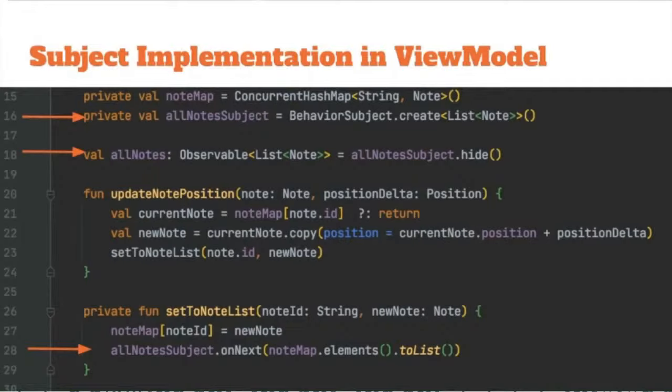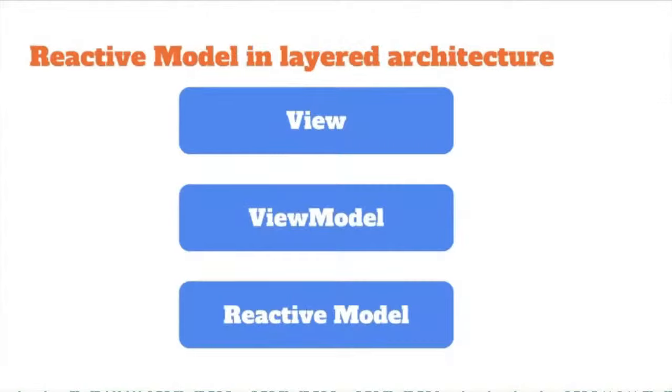And for the update node position, when the view calls update node position, we will find the current node from our cache, which is a hash map, by its ID, and we'll copy the current node and its position delta, which will produce the new node, and then set it to node list, which will then trigger our subject's update. And that's for our view layer and view model implementation.